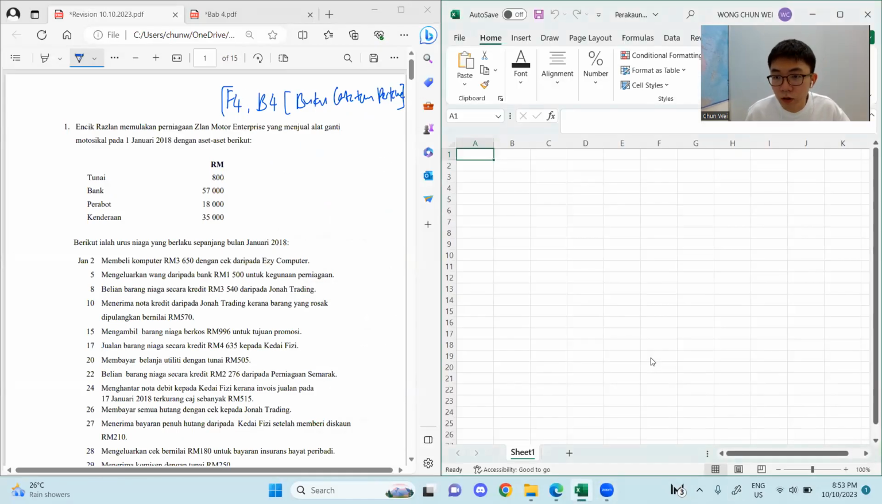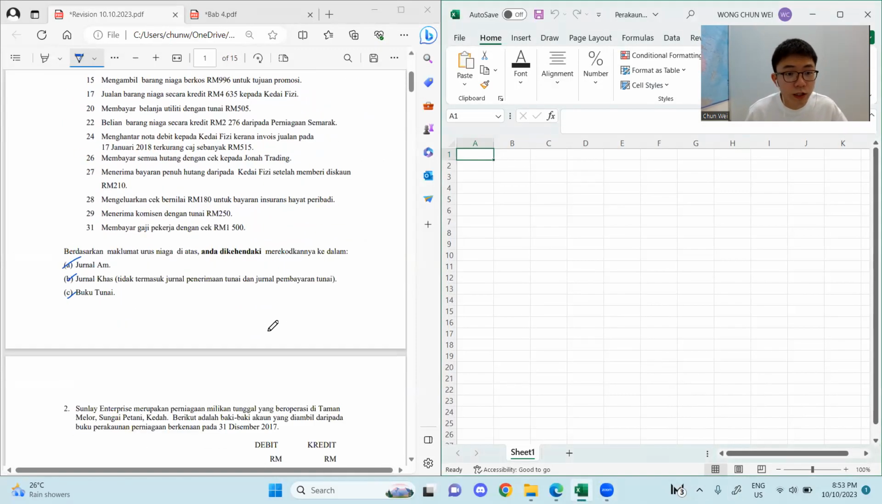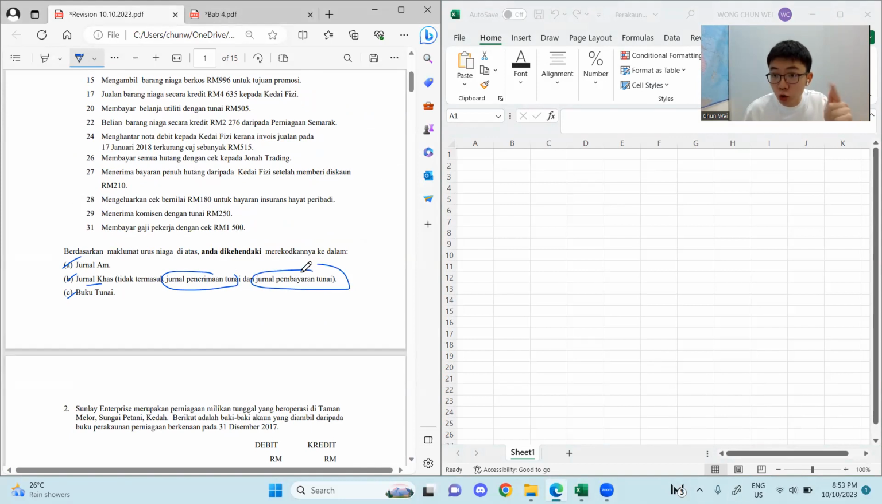So here, take out your pen and let's do this question together. In this question, they ask us to do journal am and journal khas, tidak termasuk journal penerimaan tunai dan journal pembayaran tunai. They told us not to do these two things. Why? Because these two things will be represented inside the buku tunai. You know what I mean? So here will be the journal belian, journal jualan, pulangan belian, and journal pulangan jualan. These are the things that you have to prepare for this question.